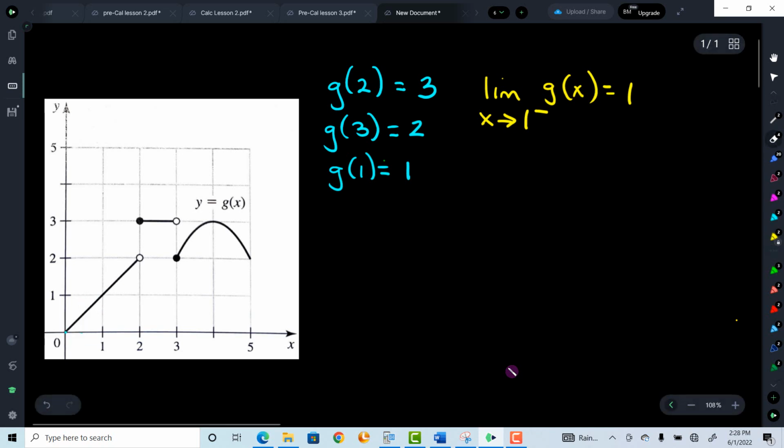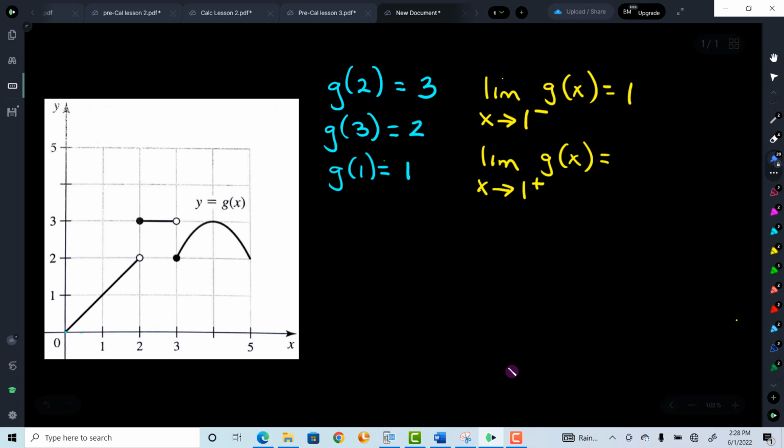Okay, now how about the limit as x approaches 1 from the right of g of x? Well, what's happening with that one? So we're coming from the right, from this direction, and we're getting closer and closer to 1. What's the y value doing? As I get close to 1, y is actually approaching 1 again.